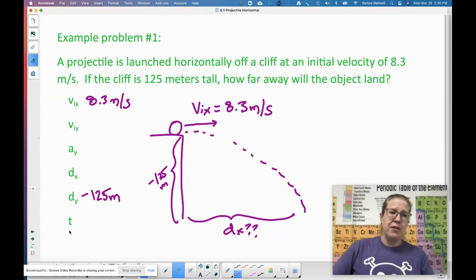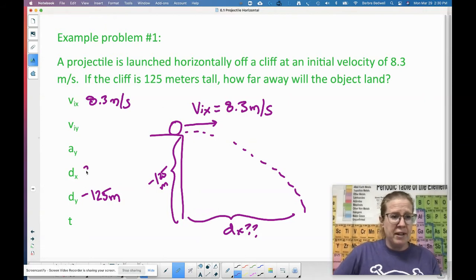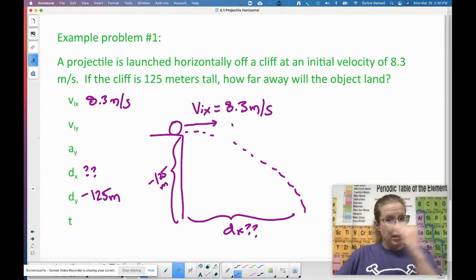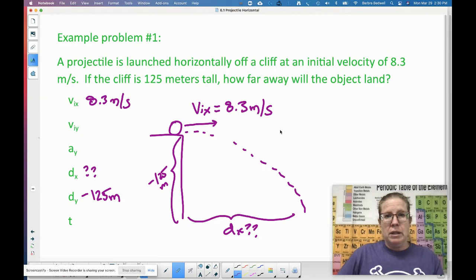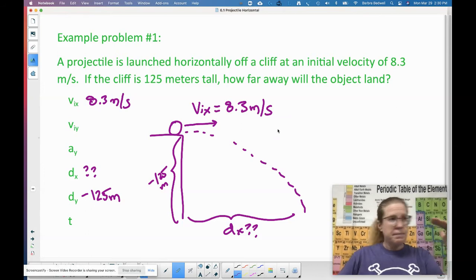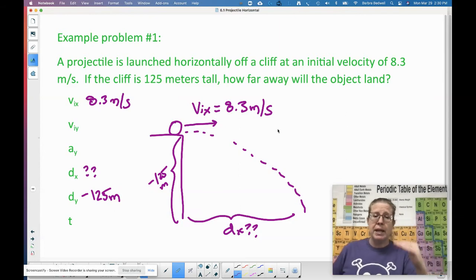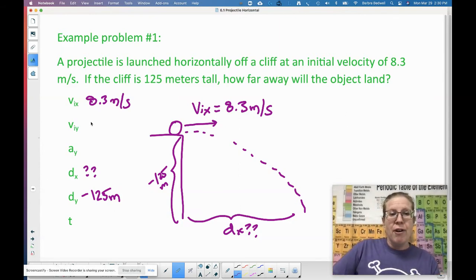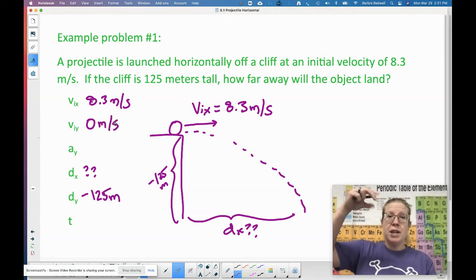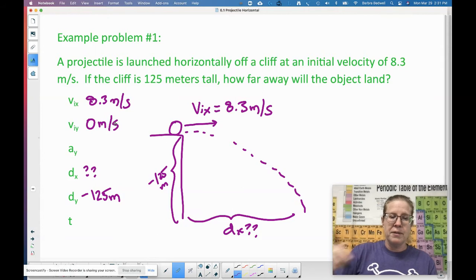And then there are some other pieces that we can figure out. So what else do we know? This is what we're trying to find, that's our end goal. What about VIY? VIX horizontally is 8.3, but what about vertically? This is essentially the same as dropping it off of a cliff. All of its initial speed is horizontal. It has no initial vertical component to its speed. And this is one of those things that's sort of hidden in the problem. Our VIY is 0 meters per second. It's like a free fall problem, and that initial velocity when you drop it vertically is 0. Yes, I know it's going horizontally. I'm talking about the vertical dimension of it.